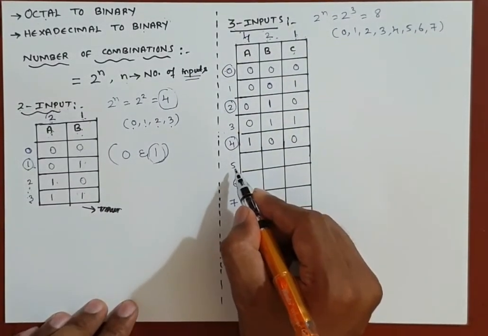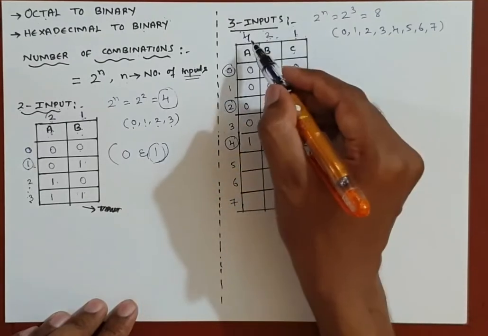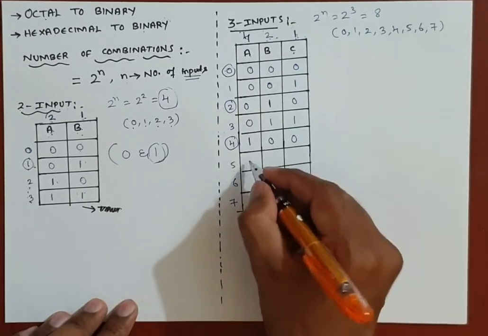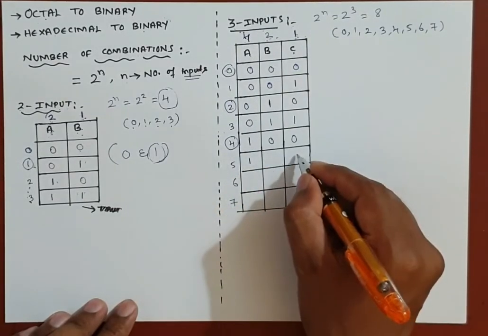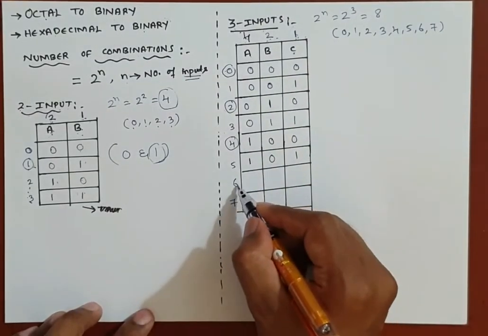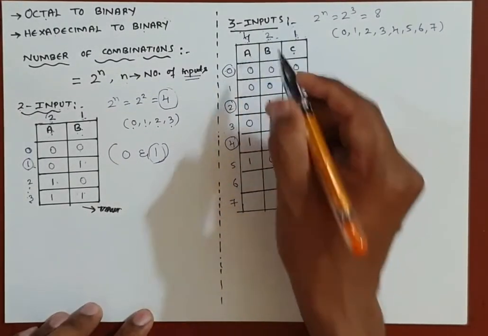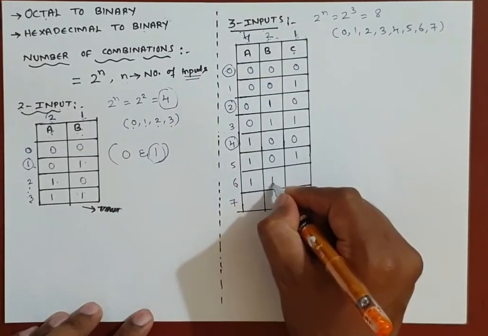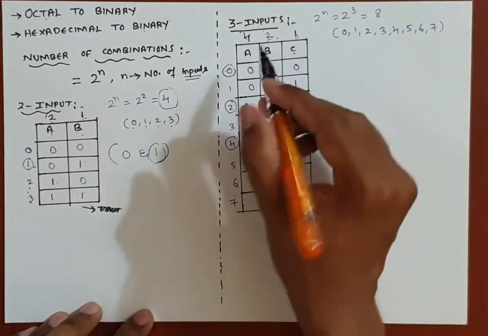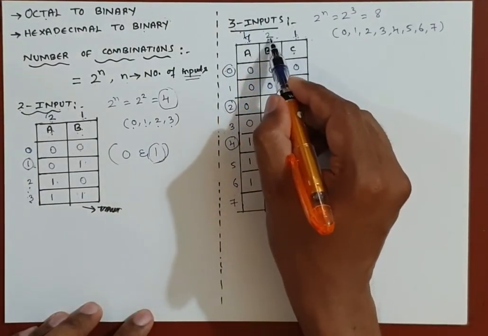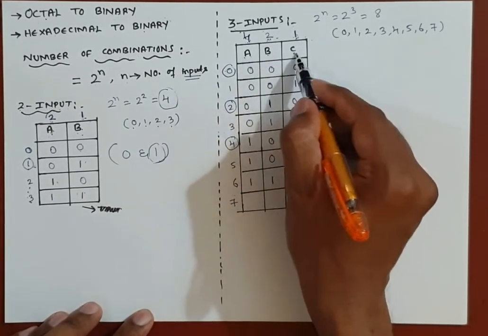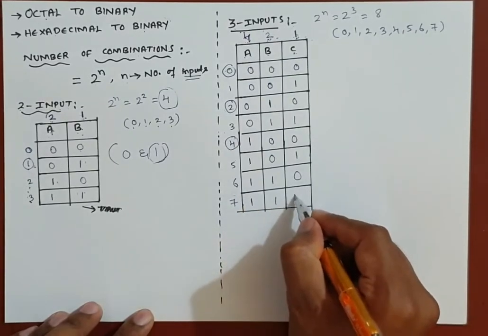Next we require 5. 5 is present in the A and C columns because 4 plus 1 is 5. So I will place 1 in the A column and the C column, and the remaining entries are 0. Similarly, we require 6. 4 plus 2 is 6. Because of that reason, I will place 1 in both those columns and the remaining entries are 0. Next, we require 7, and we don't have 7 here. But if I add all three, 4 plus 2 is 6, and 6 plus 1 is 7. So it means I have to make use of all three columns. So place 1 in all the columns.